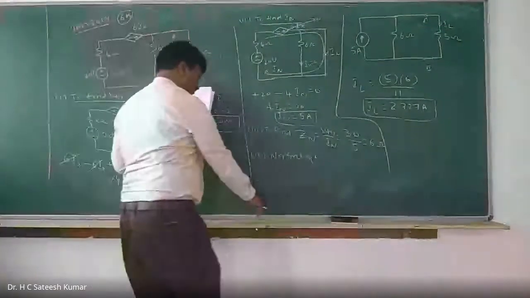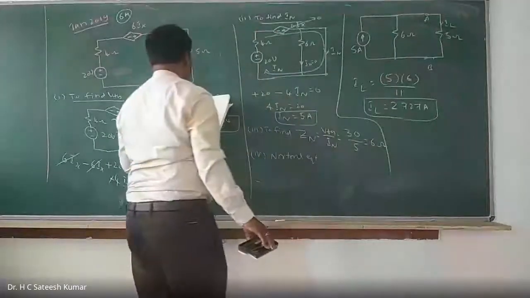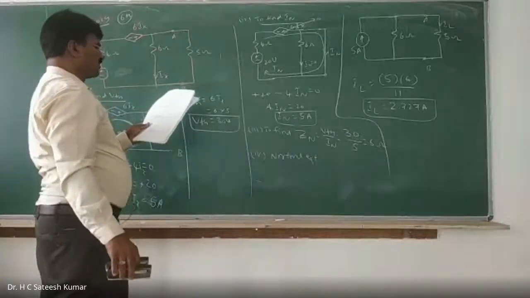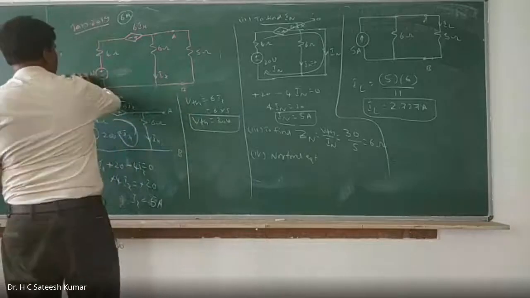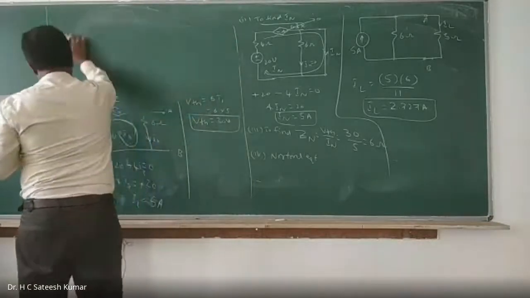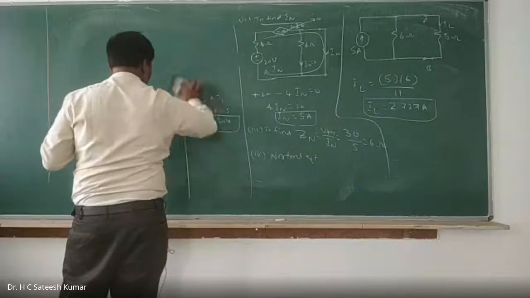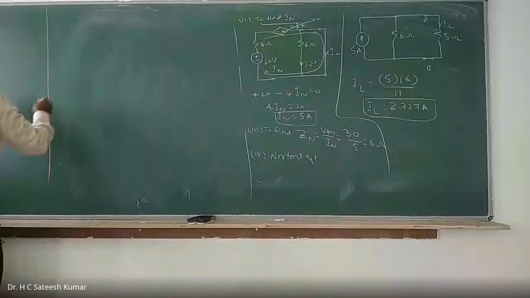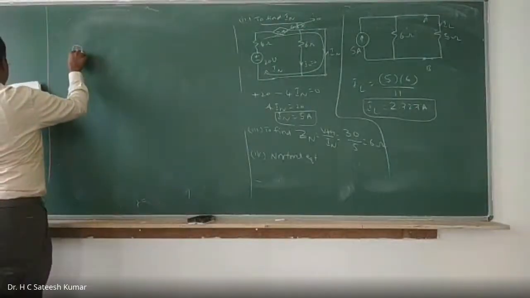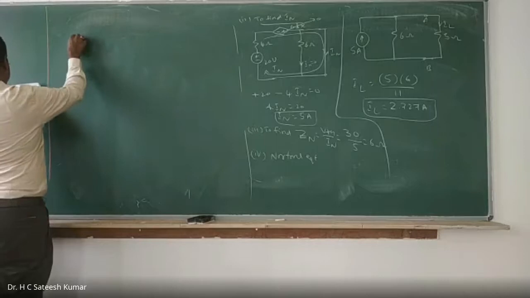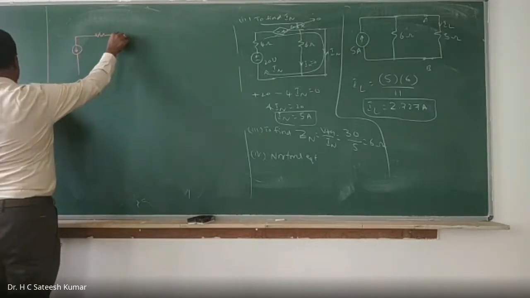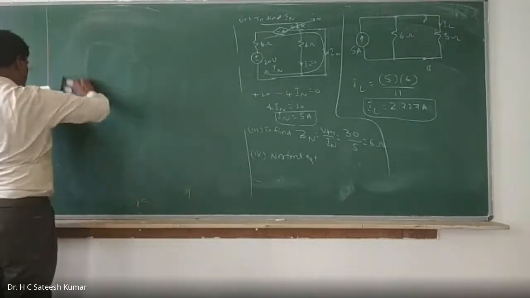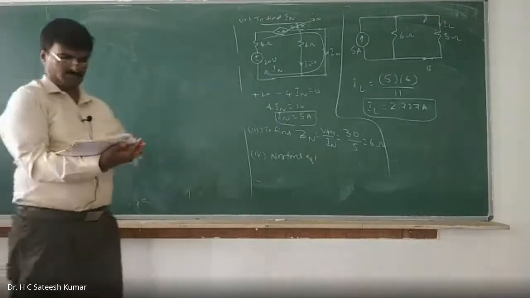Check whether I have done this problem or not. Determine the current through the 1 ohm resistor connected across terminals AB for the network shown in the figure using Norton's theorem. Have I done this problem? The circuit diagram is like this. Yes, I've done this problem. Okay, I'll go to a few more problems.